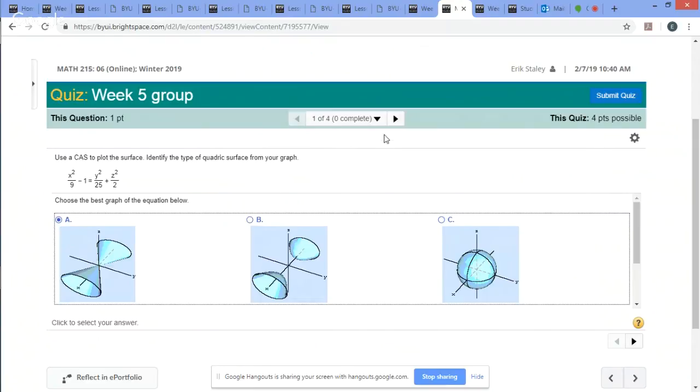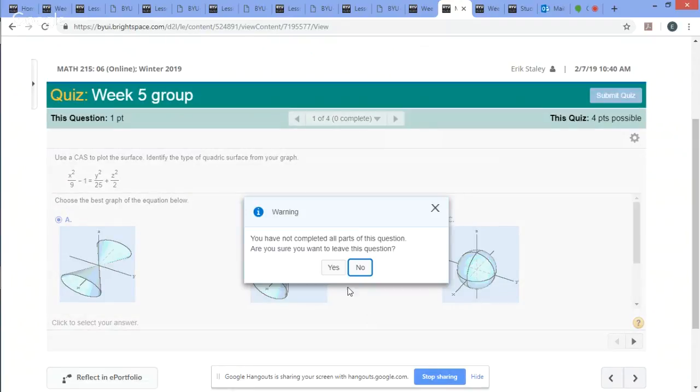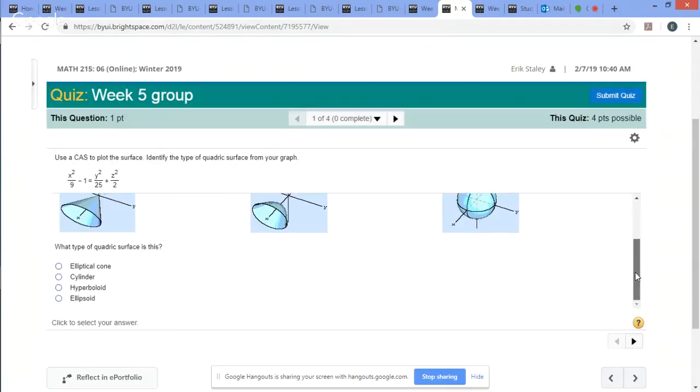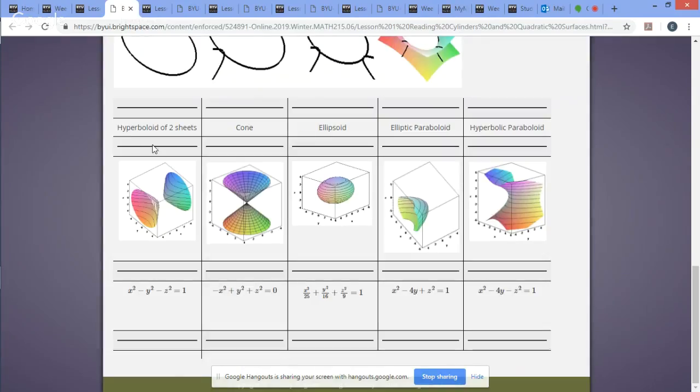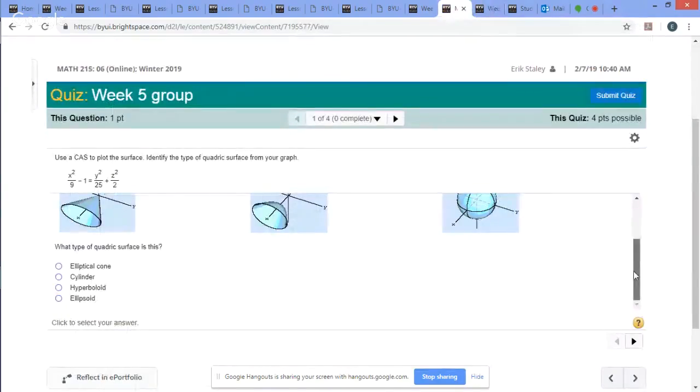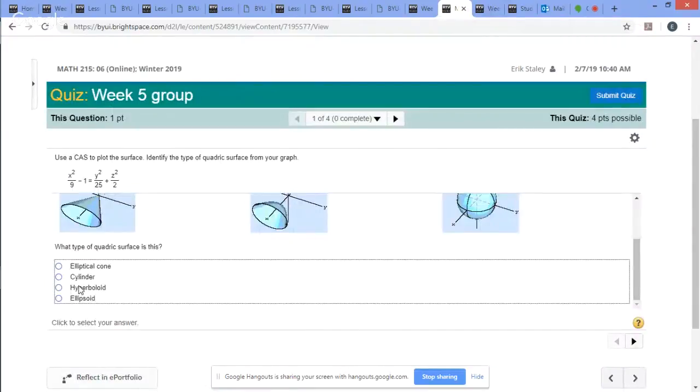Gotcha. Okay, well, that's what I thought. And then what would it be considered? Let me double check. I think it's the hyperboloid of two sheets. Yeah, I'm pretty sure that's what it would be. Yep. All right. Well, let's move on to the next one then.